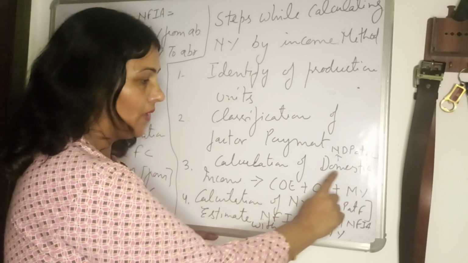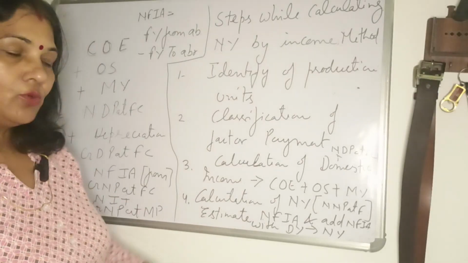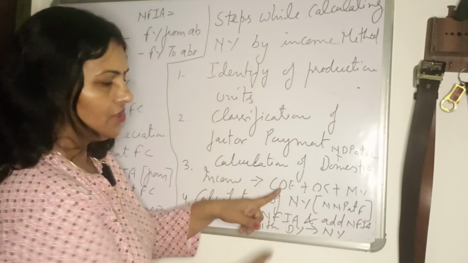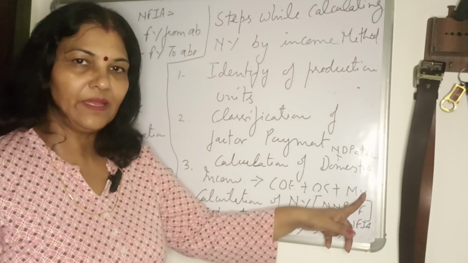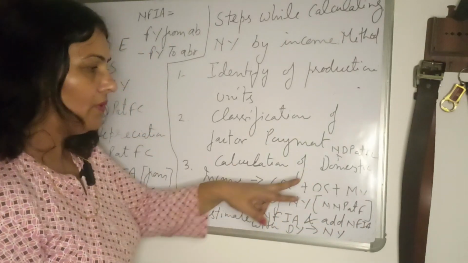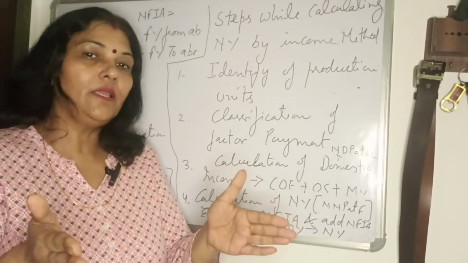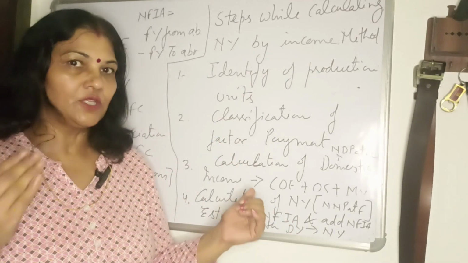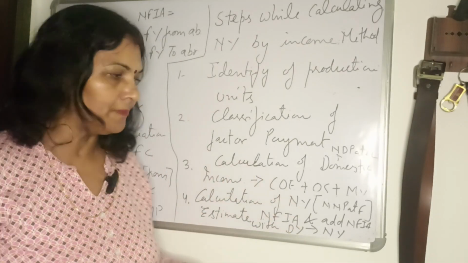Already I discussed it with you. So to calculate domestic income NDP at FC, what do we have to do? We have to do the sum of domestic factor income: COE plus operating surplus plus mixed income. Yesterday I explained this to you. I am revising how domestic income, which is NDP at FC, is calculated by adding all three main components of domestic factor income: compensation of employees plus operating surplus plus mixed income.